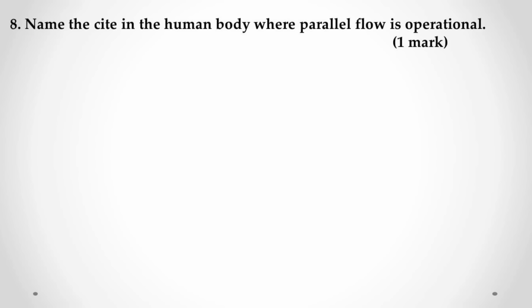Question 8. Name the site in the human body where parallel flow is operational. We have two sites in the human body where we experience parallel flow: one of them is the placenta, and the other site is the kidney.